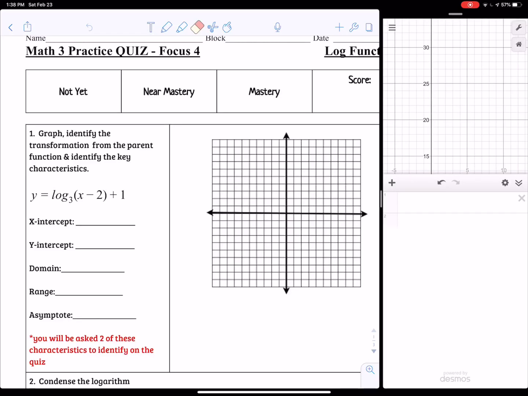This is your practice quiz video for Focus 4's quiz. On number 1, it says graph, identify the transformation from the parent function and identify the key characteristics. So let's take a look at the graph.